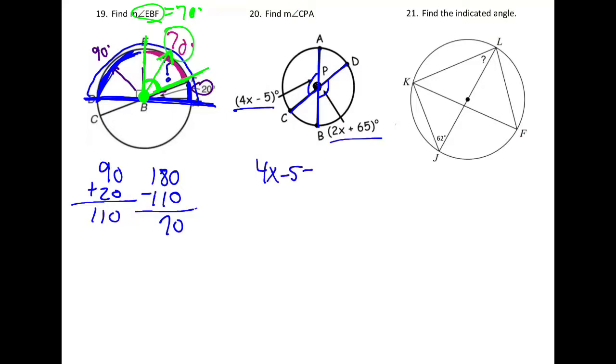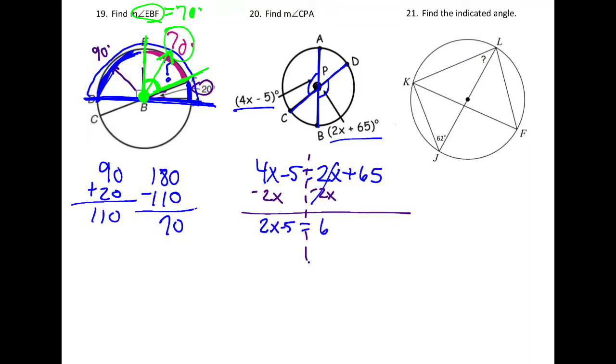Remember, whenever two things are congruent, you set them equal to each other. Oops, that is not a 2. That should be a 5. All right, so once we solve that, let me just go ahead and solve it really quick. Subtract 2x from both sides. Here's our equal sign. And we get 2x minus 5 equal to 65. And then if we add 5 to both sides, we get that 2x is equal to 70. So if we divide by 2, x is going to equal 35.